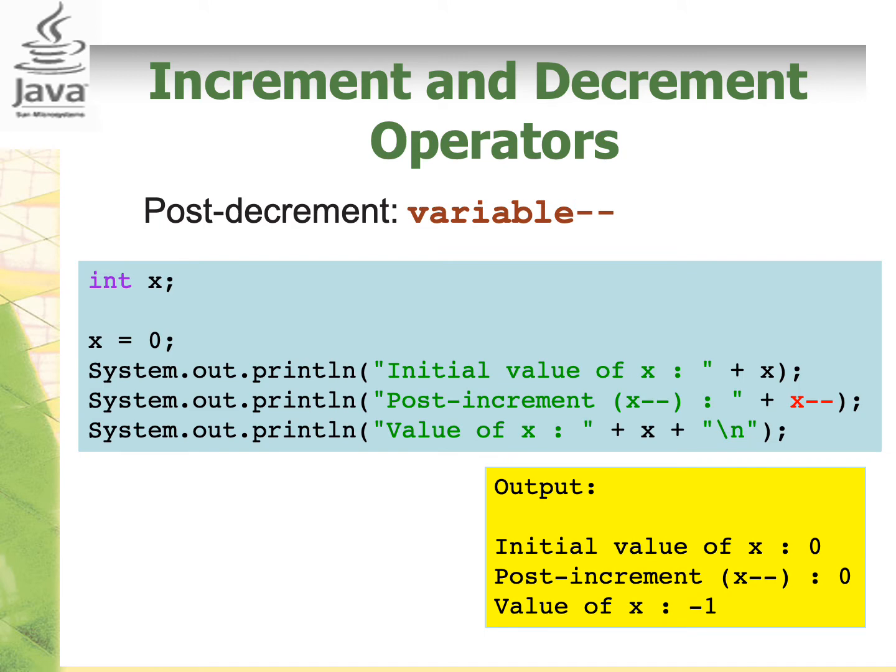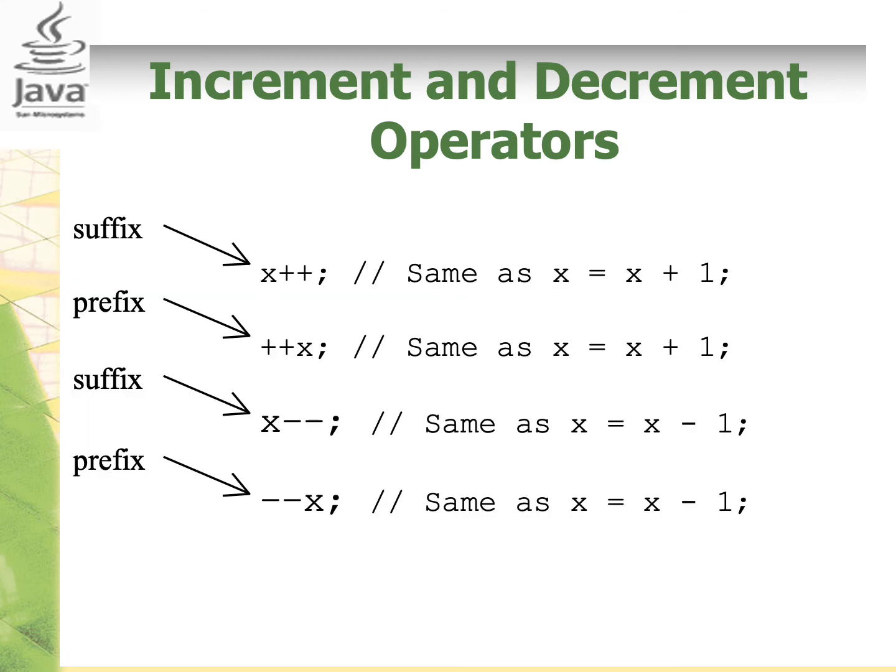The same goes for post-decrement, where when we print out the value of x--, it will display the original value, which is x equal to 0. Only on the next print line that x is shown to have decreased by 1, so the final value of x is -1. In all increment or decrement operators, when we do x++ or ++x, both mean x = x + 1. The same goes for x-- and --x. It still means x = x - 1.